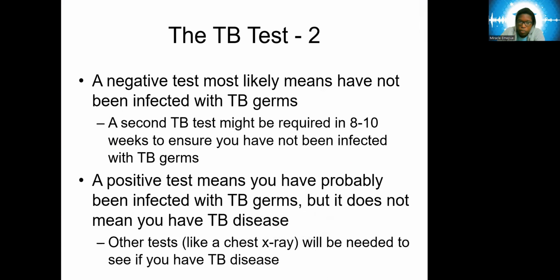TB test 2. A negative test most likely means that you may not have been infected with TB germs. A second TB test might be required in 8 to 10 weeks to ensure you have not been infected with TB germs. A positive test means you have probably been infected with TB germs, but it does not necessarily mean you have TB disease. Other tests, like a chest X-ray, are done to see if you have TB disease.